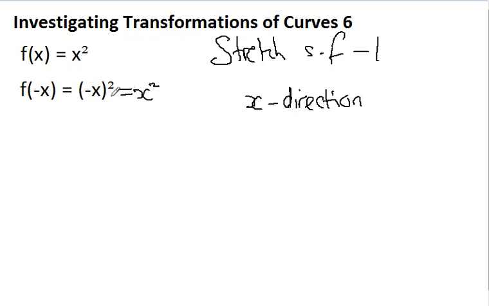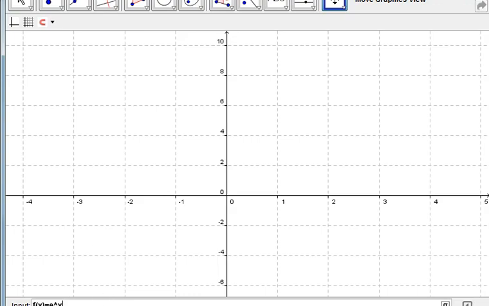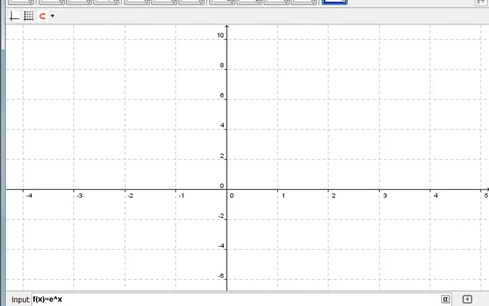So we're going to have to look at some different cases to see if this is actually correct, whether it is a stretch of scale factor minus 1 in the x direction. So let's get on to GeoGebra, and as you can see there, hopefully, I'll just pull this up a bit, I've put in the equation f of x equals e to the power x, similar to the last video. So if I press enter there, then I've got my equation on the graph.